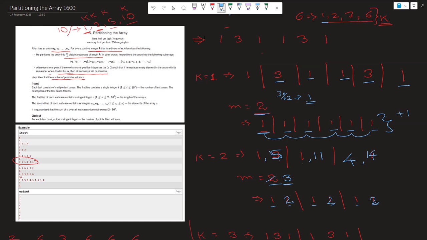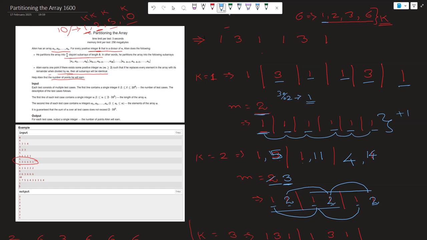So what will happen if we do 1 modulo 3 will give me 1, 5 modulo 3 will give me 2, 1 modulo 3 will again give me 1, 11 modulo 3 will give me 2. Now 4 modulo 3 will give me 1, and 14 modulo 3 will give me 2, if I'm not wrong, right? Now you see these subgroups are identical to each other. 1 is the same as 1, 2 is the same as 2. If we select groups of two, these two should be the same, and these two should be the same.